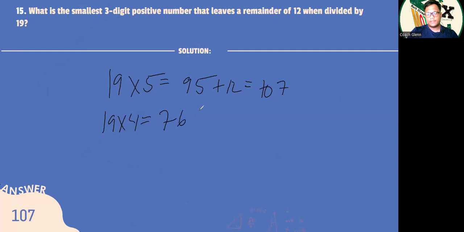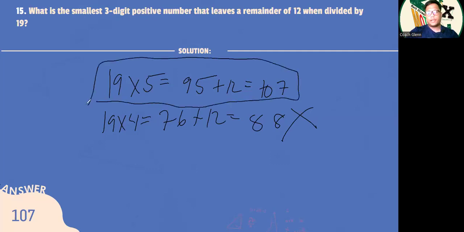76. And 76 plus 12, that's equal to 88. So 88 is not a three-digit, that's why it's an error. So this is the smallest three-digit number that we can have a remainder of 12 when divided by 19.